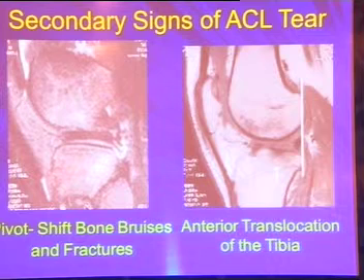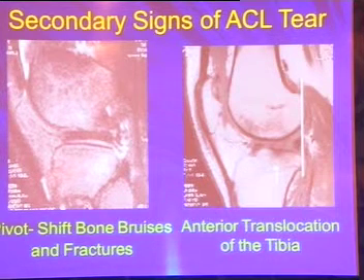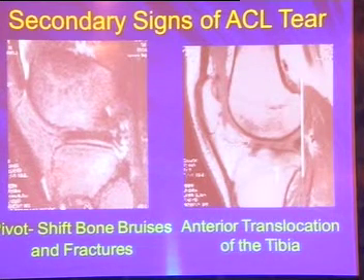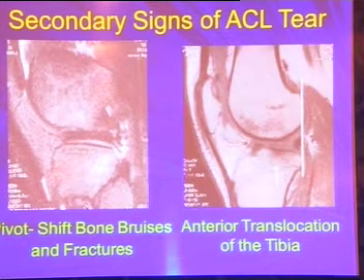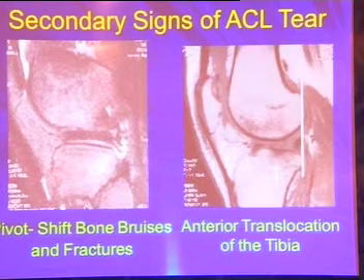So what happens when there is an ACL tear? There is pivoting of the femur over the tibia. This leads to bone bruising in the posterolateral part of the tibia and the posterolateral part of the femur. So that is a direct sign.